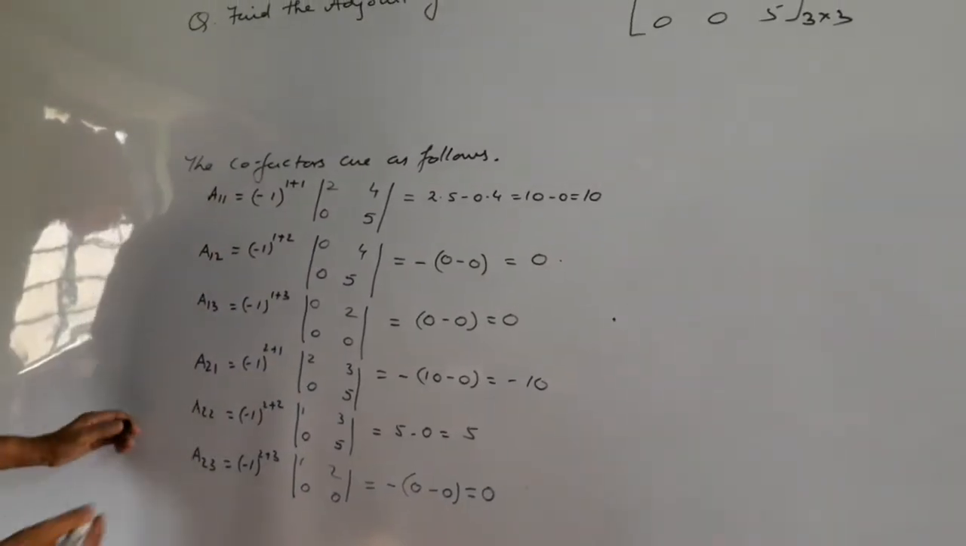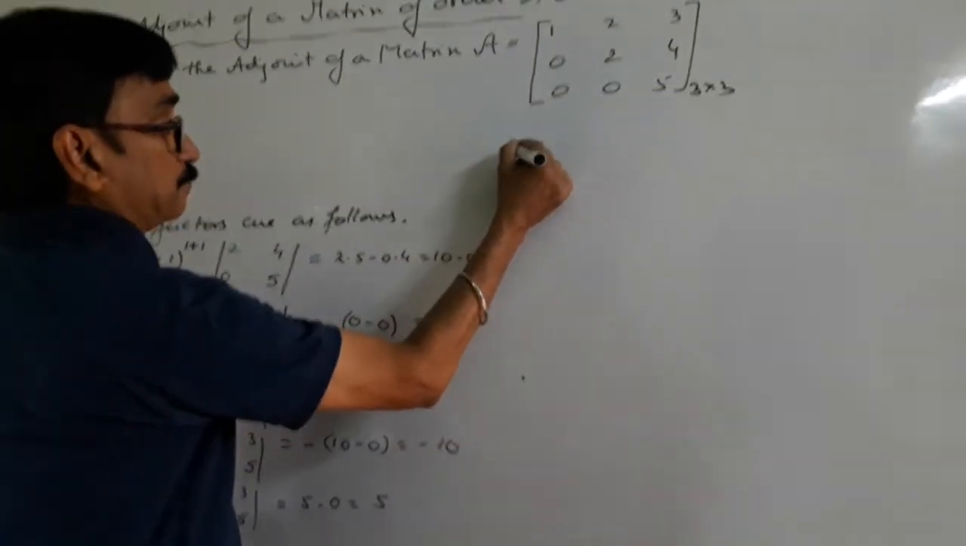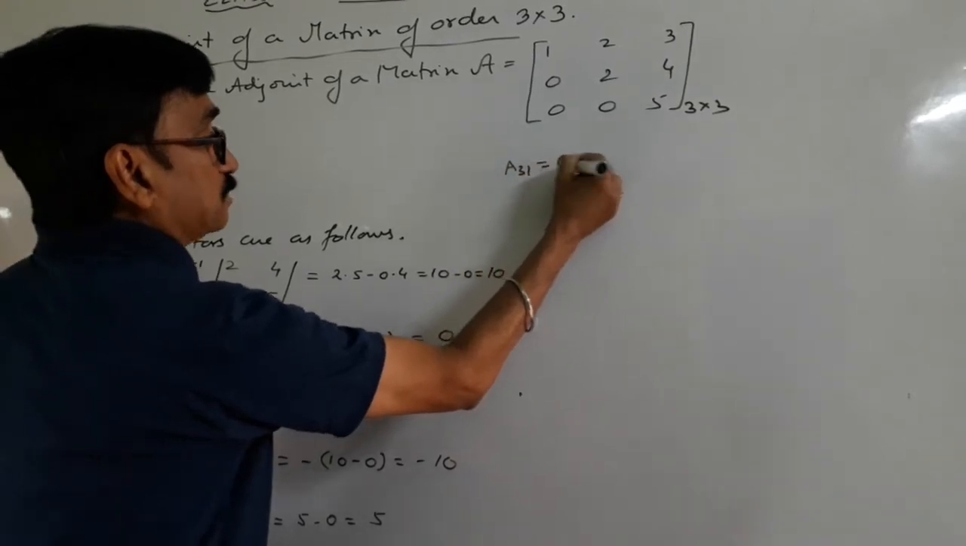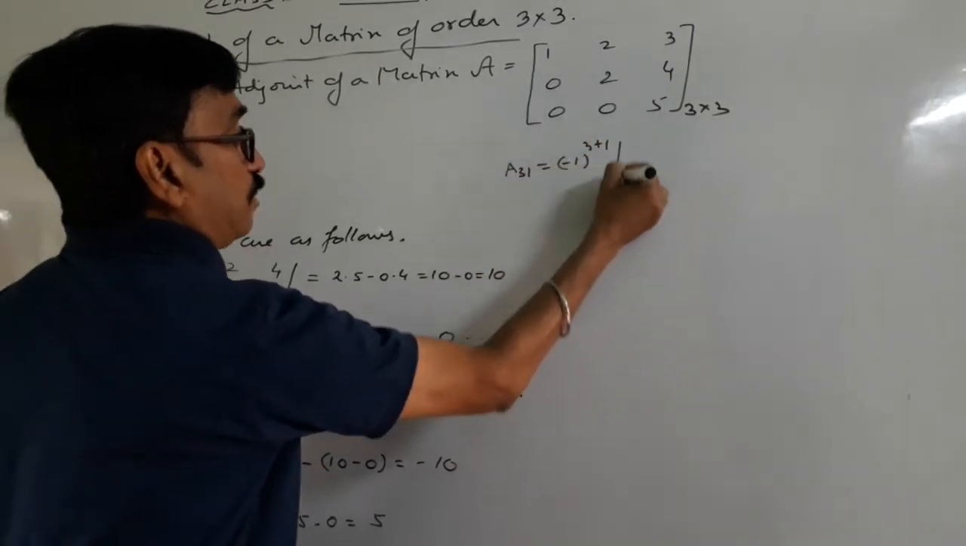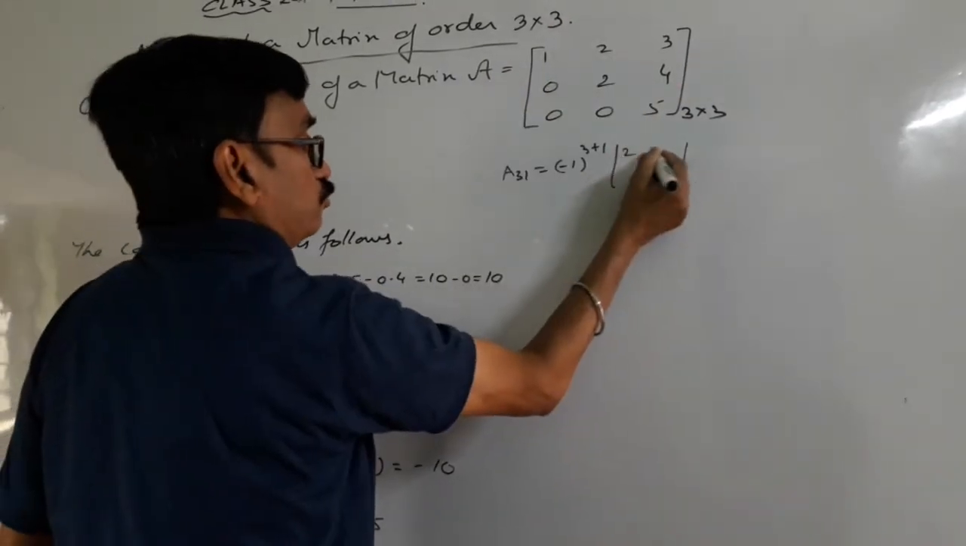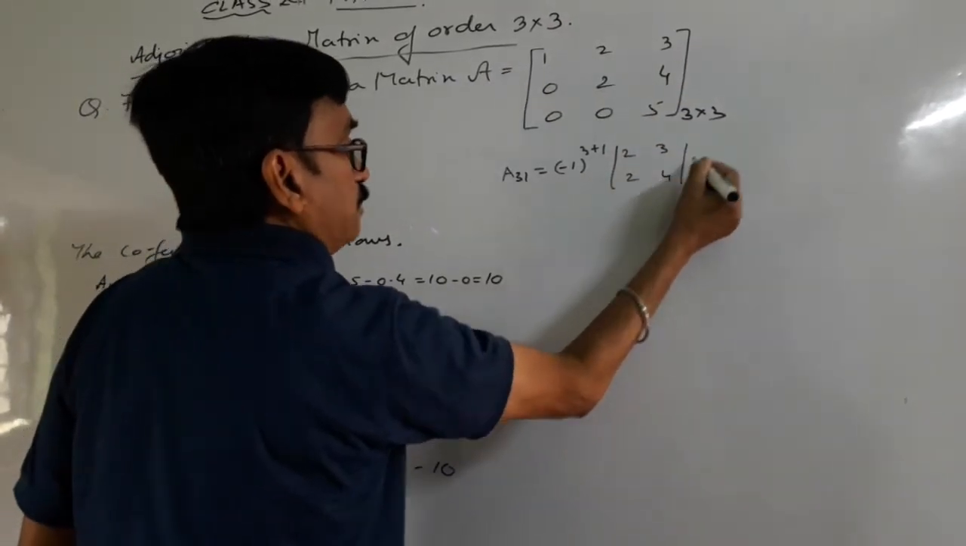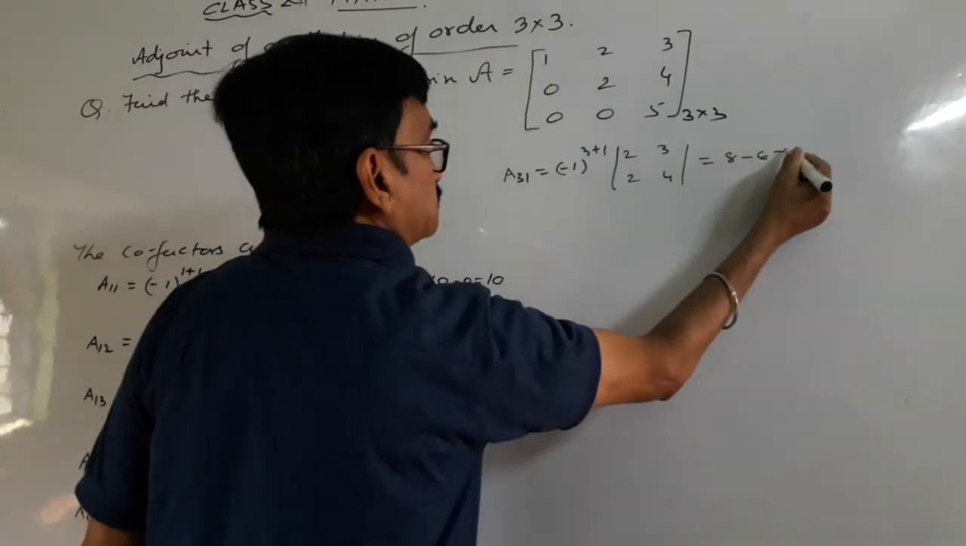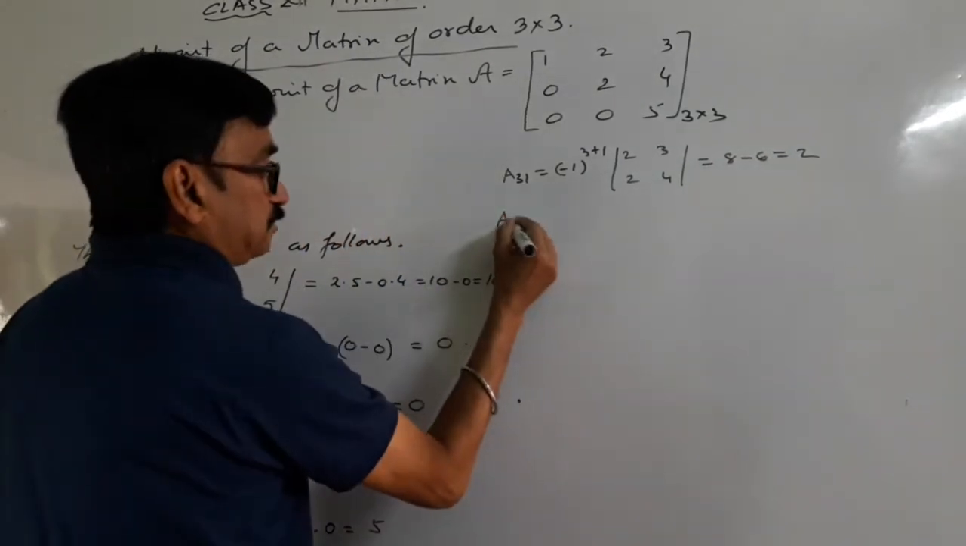Now we come to A31. A31 equals minus 1 to the power 3 plus 1. Third row, first column deleted, leaving 2, 3, 2, 4. That is 8 minus 6, which equals 2.